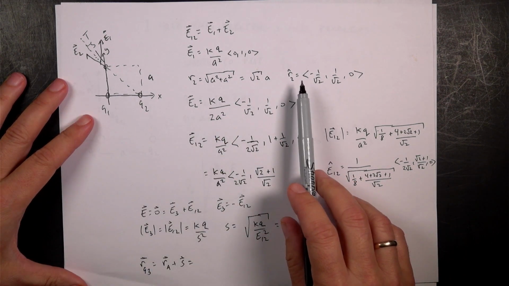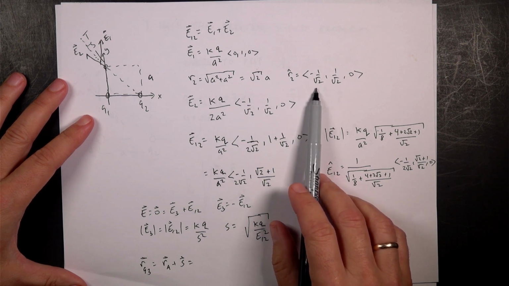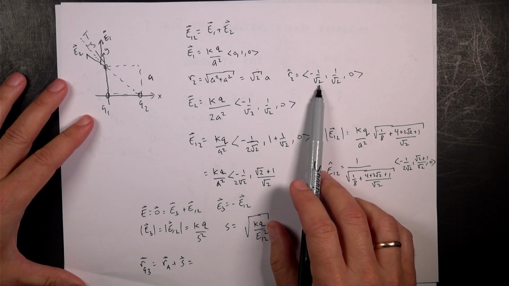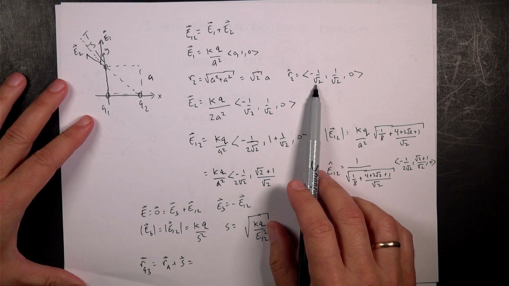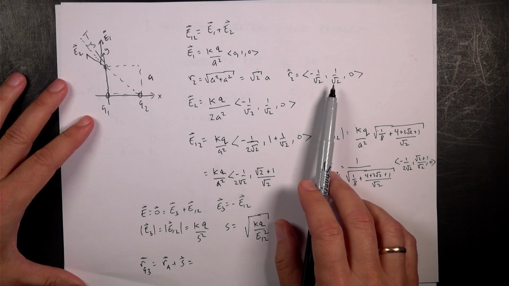So you could do it a different way, but I just wrote it as the vector negative 1 over the square root of 2, 1 over the square root of 2, 0. So if you find the magnitude of this, you do get 1, right? Because you square this, you get 1/2. You square that, you get 1/2. Square root of 1 is 1.